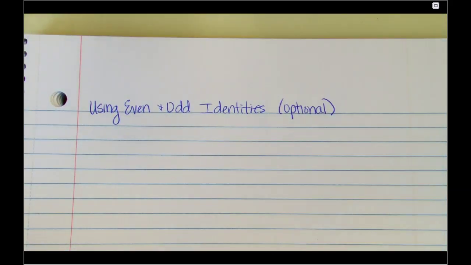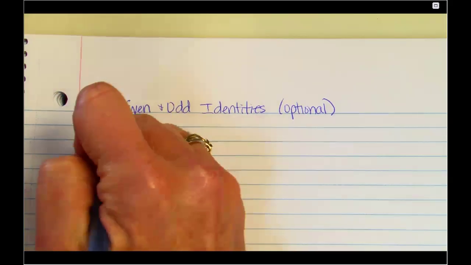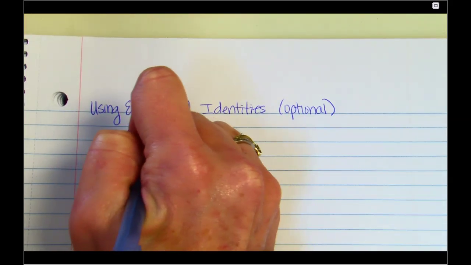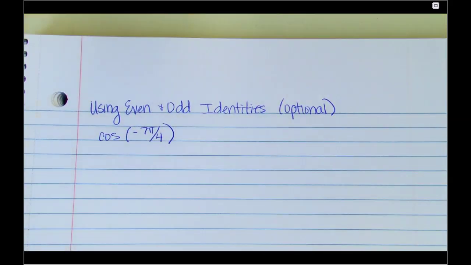So let's say that I asked you to find the cosine of negative 7 pi over 4. Okay, we did one like this on our warm-up. We had a different fraction on the warm-up, but same idea. Negative 7 pi over 4 is not on the circle. Okay, there's no negative numbers on the circle. So if we were going to do this, we would have to figure out that we're adding 8 pi over 4, and then we'd have to find the cosine of actually pi over 4.